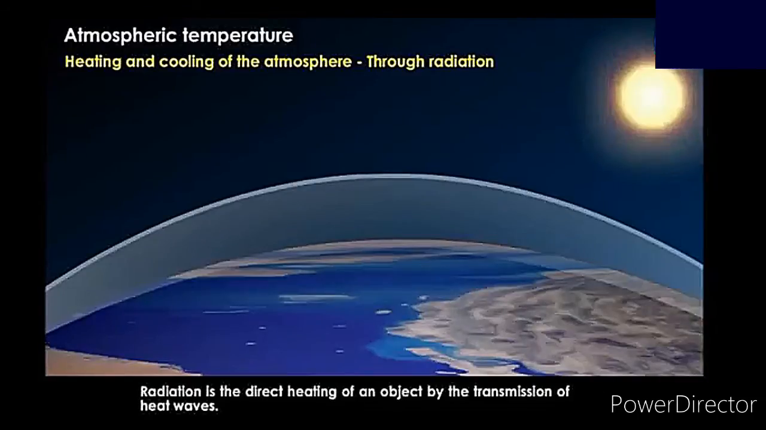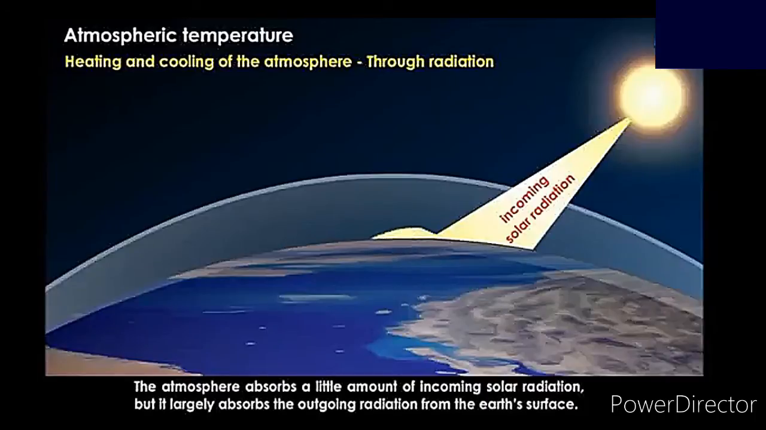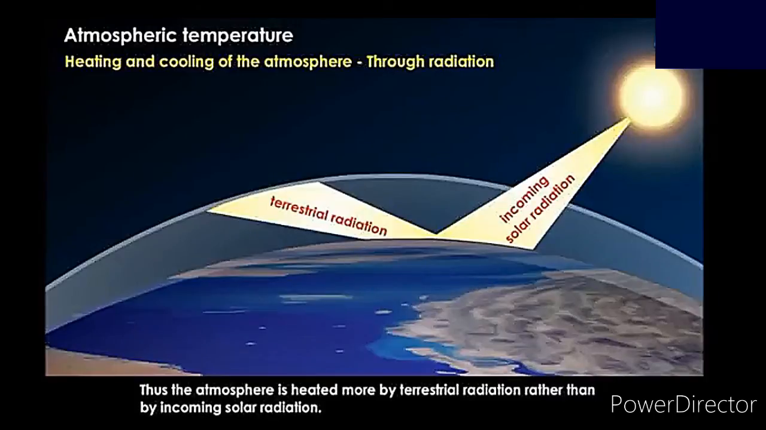Heating and cooling of the atmosphere through radiation. Radiation is the direct heating of an object by the transmission of heat waves. The atmosphere absorbs a little amount of incoming solar radiation, but it largely absorbs the outgoing radiation from the Earth's surface. Thus, the atmosphere is heated more by terrestrial radiation rather than by incoming solar radiation.